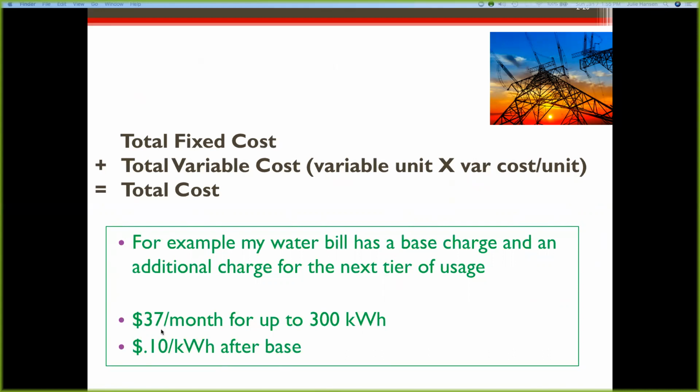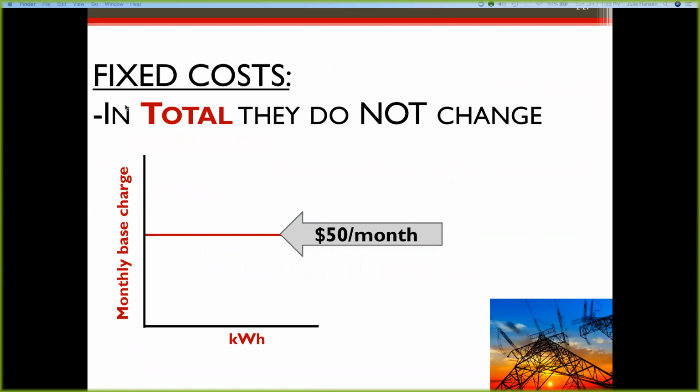I actually looked up my electric bill because I didn't know, and it turns out that my base charge is $37 a month, and that covers me up to 300 kilowatts. If I go over that, then I go into a different tier. There are several different tiers associated with electric bills, and I'm not going to get into the details. I just wanted you to get a small example of how even something so simple as my electric bill is actually a mixed cost. That's what we call it. So it's $37 a month, and then after the 300 kilowatt hours that I use, it's 10 cents per kilowatt hour after that base. In general, a fixed cost in total doesn't change.